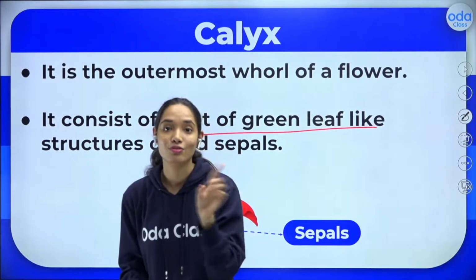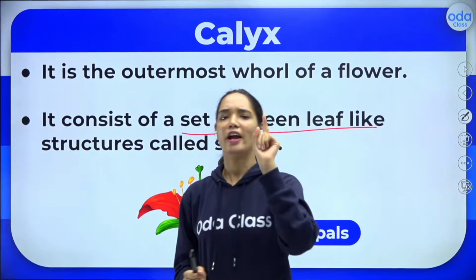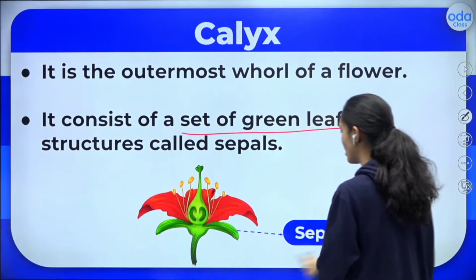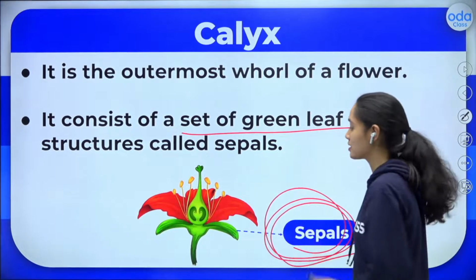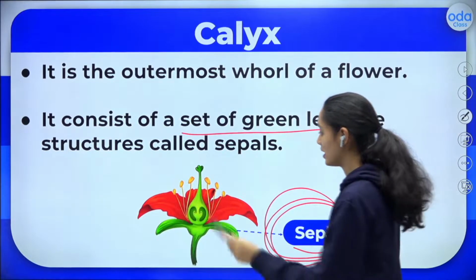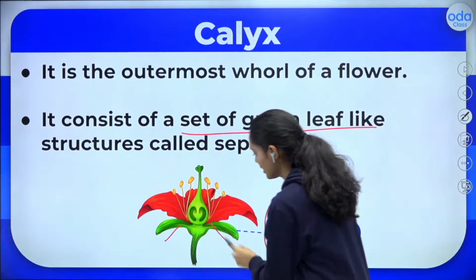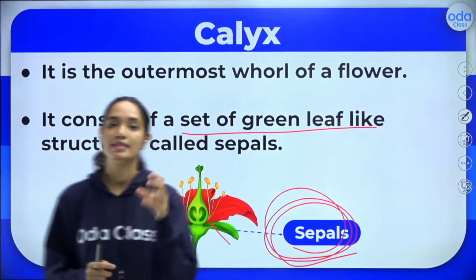It's not a leaf. It's a leaf-like structure, and those leaf-like structures are called sepals. I hope you can see this image properly. If you look, you will find these green leaf-like structures, and they are called sepals.